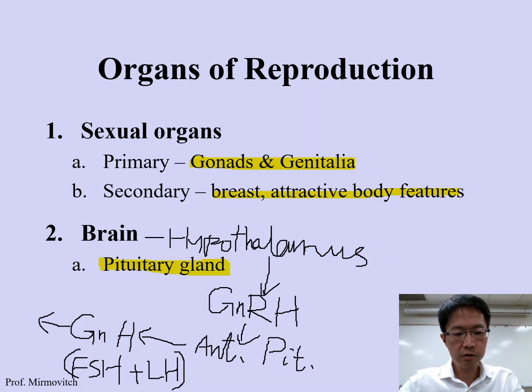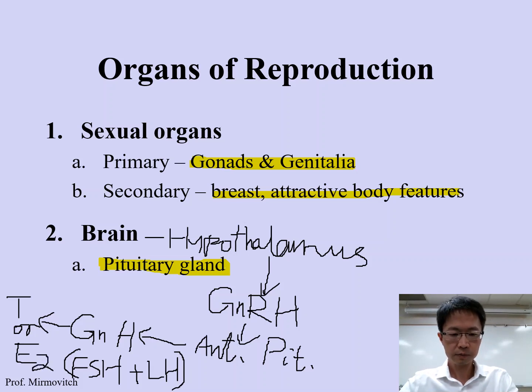The testis will secrete testosterone. The ovary will secrete estradiol. Estradiol is a form of estrogen, the female hormone. So that is the general endocrine pathway for the reproductive hormones.